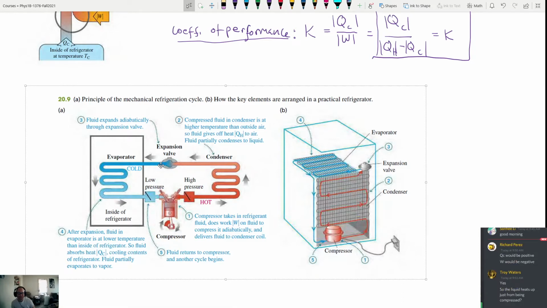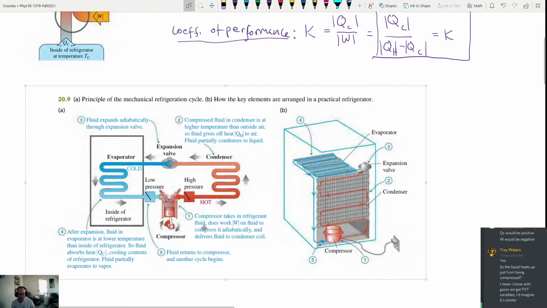The liquid heats up just from being compressed. That would seem to be the case, yes, Troy. It takes in refrigerant fluid, does work on the fluid to compress it adiabatically, and delivers the fluid to the condenser coil. It does seem that process is what's causing it to heat up.